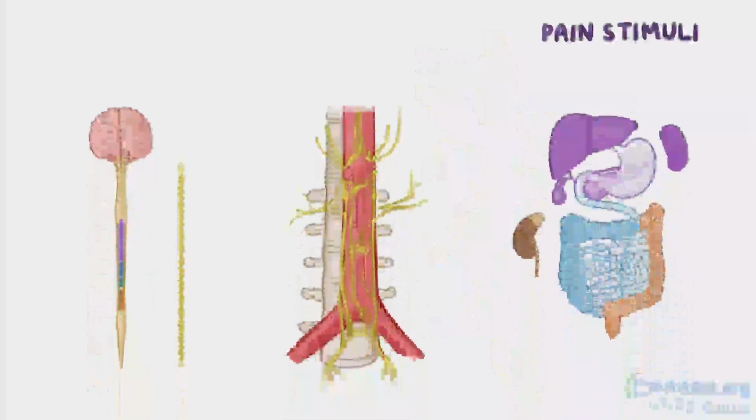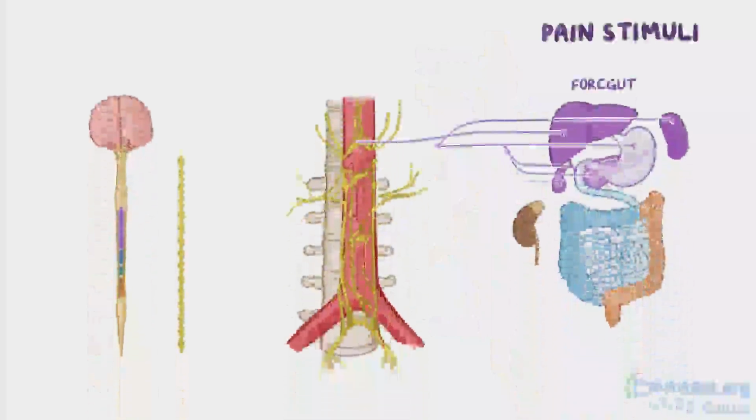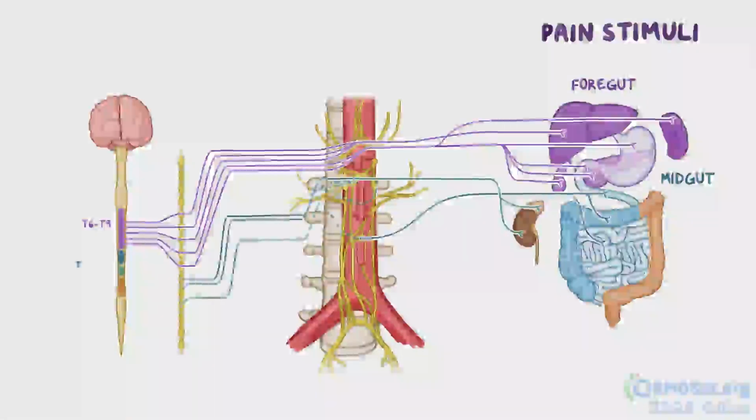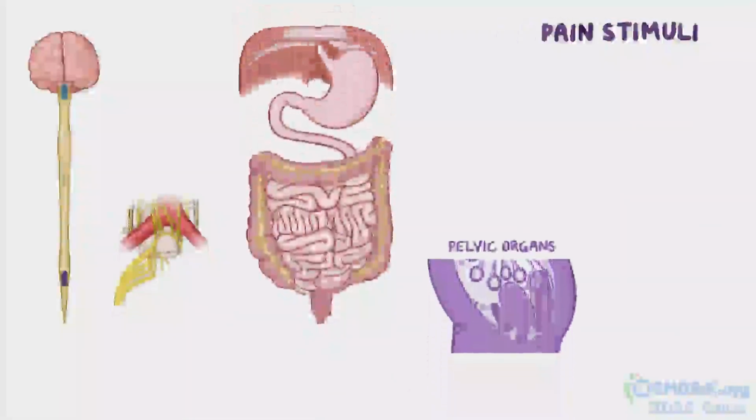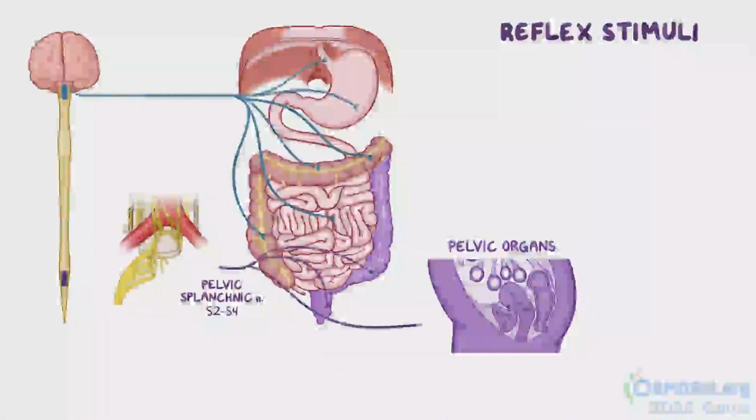Depending on the organ, pain stimuli are carried to different spinal cord segments. Pain stimuli from the foregut is primarily carried to the T6 to T9 spinal cord segments. The midgut travels to the levels of T8 to T12, and the hindgut to the T12 to L2 levels. Finally, visceral afferent fibers from the midpoint of the sigmoid colon onwards run with the parasympathetic fibers of the pelvic splanchnic nerves to relay to the S2 to S4 spinal cord segments. Reflex stimuli from the abdominal viscera up to the transverse colon travel with the vagus nerves, and those from the transverse colon onwards travel with the pelvic splanchnic nerves.